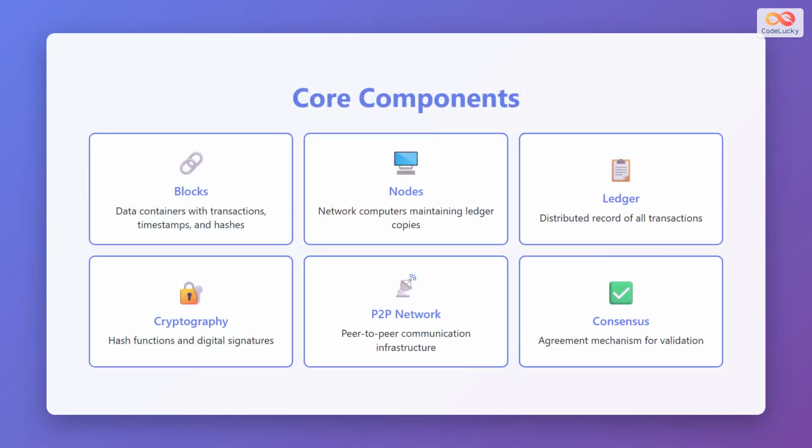Blockchain has 6 essential components. Blocks are containers that store transaction data, timestamps, and unique identification codes. Nodes are the computers in the network that maintain copies of the entire blockchain. The ledger is the distributed record of all transactions ever made. Cryptography uses mathematical algorithms to secure data and verify transactions. The peer-to-peer network allows computers to communicate directly without a central authority. Finally, consensus is the mechanism that all nodes use to agree on which transactions are valid before adding them to the blockchain.